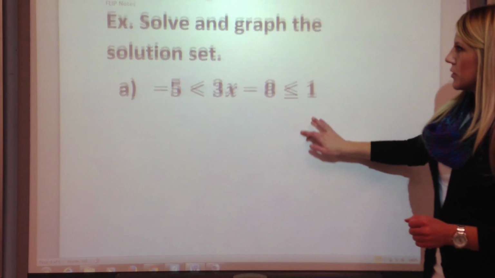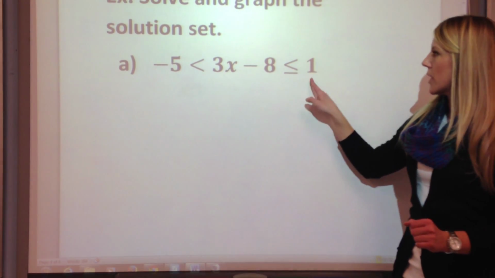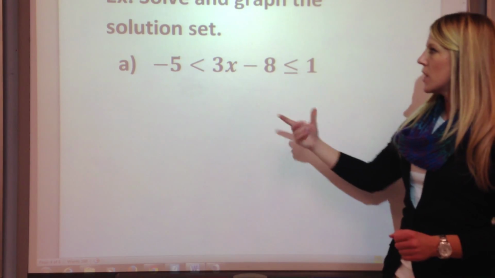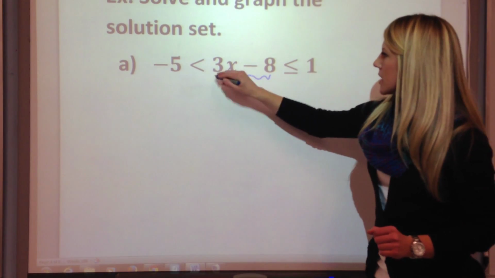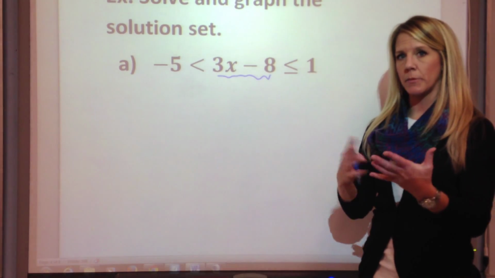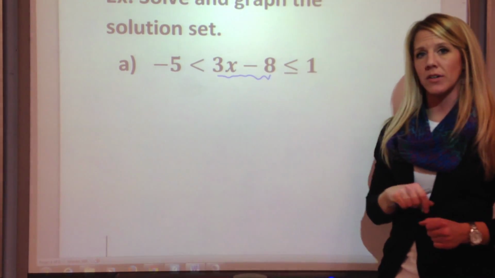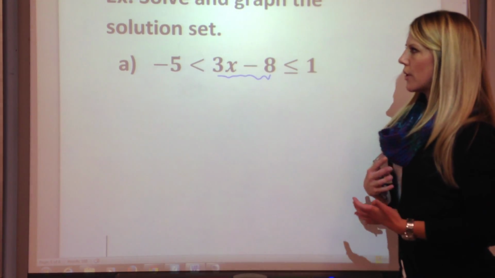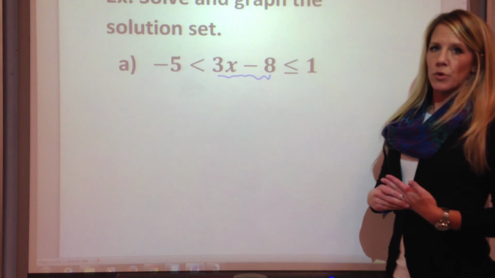We're going to solve and graph the solution set. So negative 5 is less than 3x minus 8, which is less than or equal to 1. Okay, so see how it's all smashed together here? But notice we have this common 3x minus 8 between the two inequalities. We have two inequalities, so this is a compound inequality. What we're going to do to solve this is break it apart so it's easier to see and easier to work with, and we're more familiar with it.